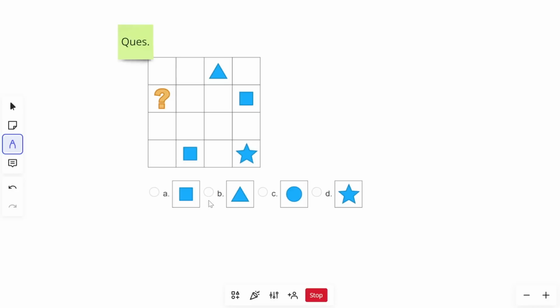So we have the options as square, triangle, circle and star. Okay, so let's see. Before directly solving this row, let's try to solve the row where the maximum number of symbols are there, because you know that is the easy trick to solve these questions.